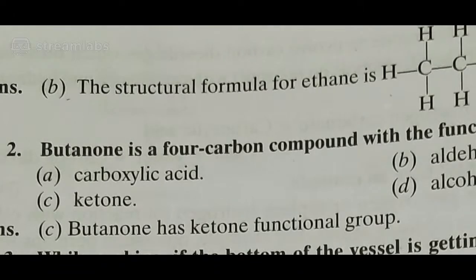Butanone is a 4 carbon compound with a functional group. Which is the functional group found in butanone? ONE is the functional suffix that indicates ketone. So butanone is a ketone.